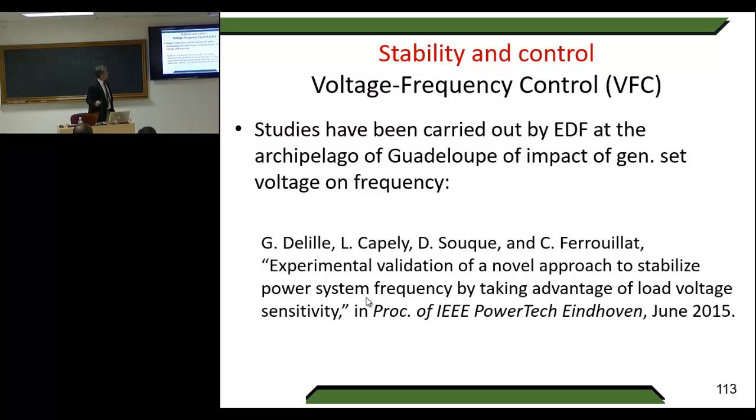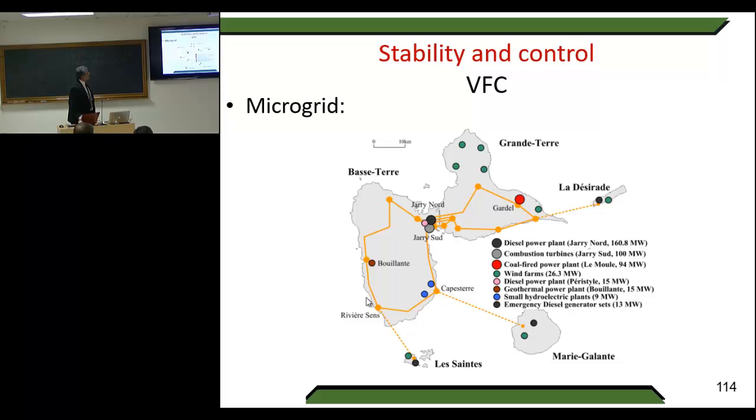How does it work? Studies have been carried out by EDF at the Archipiélago de Guadalupe on the impact of the genset on voltage frequency. There is a paper with this reference here. I don't know if the people from Guadalupe were involved in that, but I can't identify any of the authors. Perhaps you know some of them here. This is the microgrid in this case where they studied this voltage frequency control. There is a diesel generator here, which is the Jarry North, important because of the next slide.